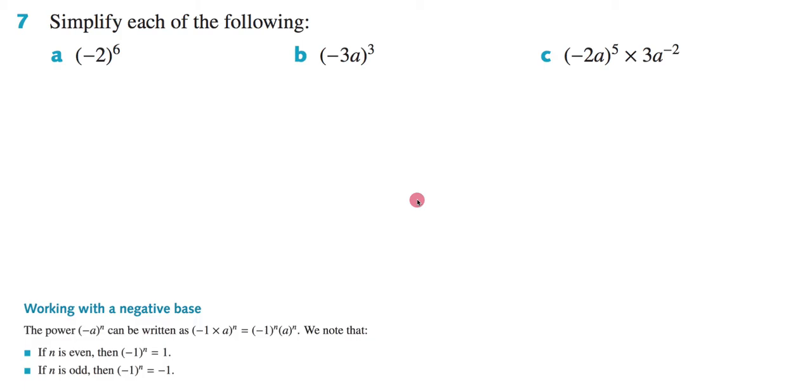We are going through exercise 13a, and in this video I'm going through question 7, in which we have to simplify each of the following. Now the very first thing you should notice is that I have negative bases in this question. So how does that change things?